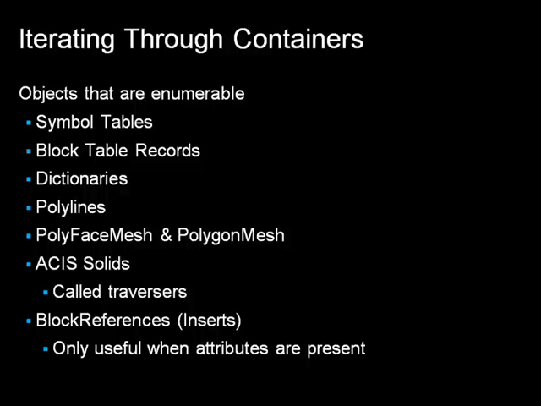In this series, we have discussed symbol tables, block table records, and now dictionaries. These objects are containers, and the API allows you to iterate through them. There are other objects that are enumerable as well, such as polylines, a polyface mesh, and ACIS solids. When you place a block reference with attributes, you will need to iterate through the attributes of the block reference to set the values for those attributes.